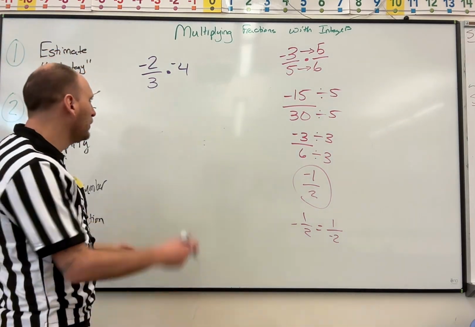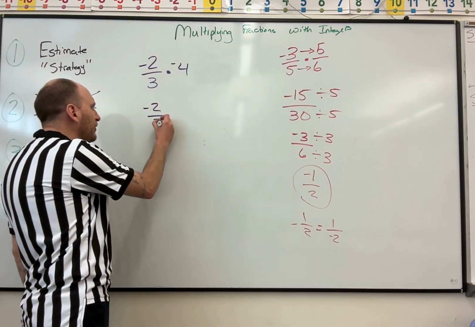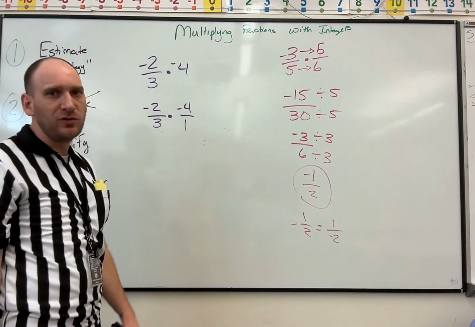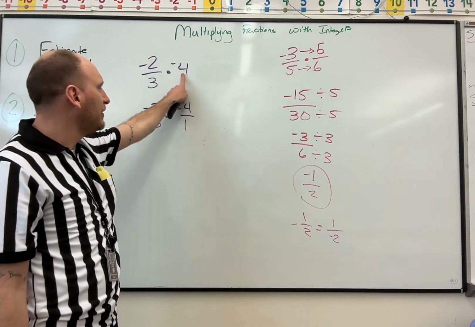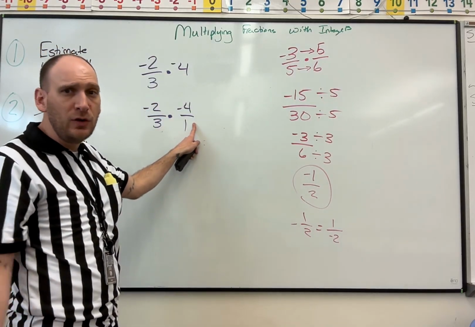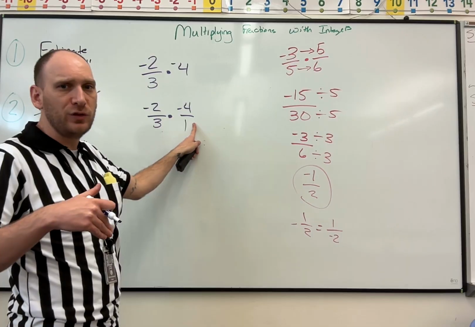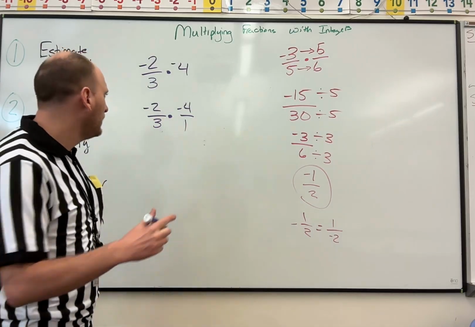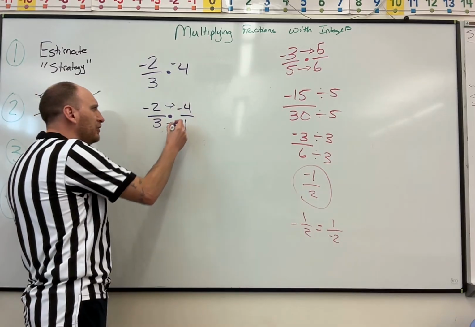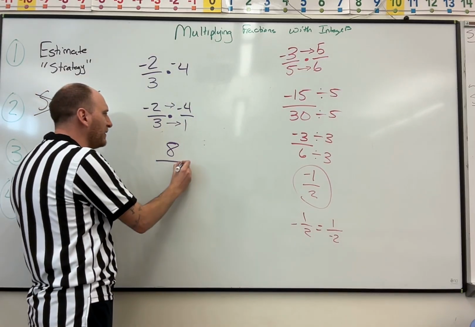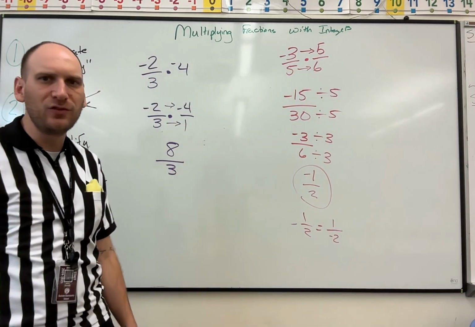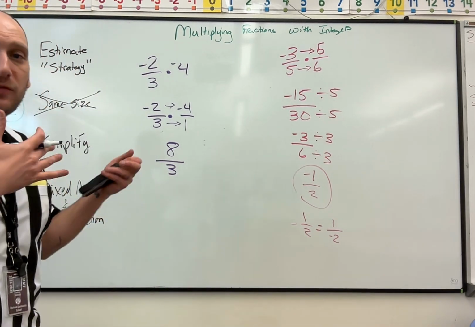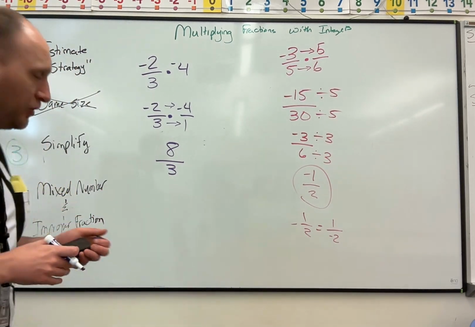Okay? Now, when we are multiplying fractions, we need to make sure that both numbers are fractions. So in this case, I'm going to change this to negative 4 divided by 1, or negative 4 wholes. And we have now negative 2/3 times negative 4 over 1. And now I can just multiply straight across, which gives me positive 8/3 as our final answer, which means we have a fully positive improper fraction.